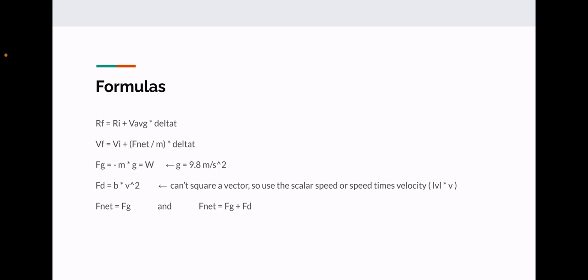The drag force is proportional to the square of the object's speed, or turbulent drag. B represents the proportionality constant. We use speed instead of velocity because vectors can't be squared, but scalars can be. The drag force is positive because it points in the opposite direction of the object's velocity.